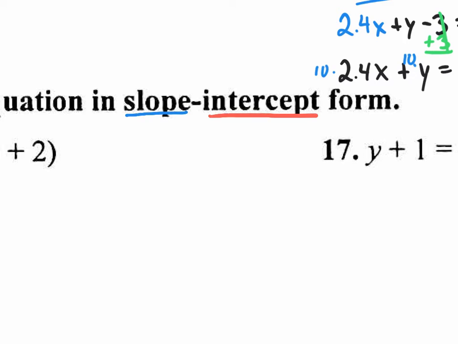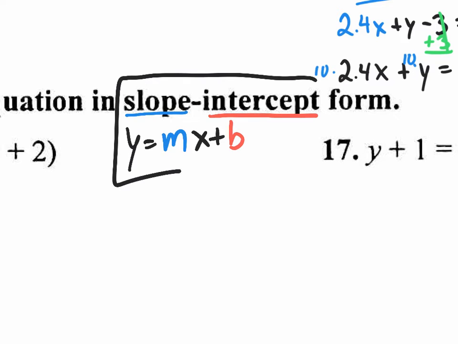So let's actually review and write down the form. Y equals mx plus b. That's slope-intercept form right here. This is it right here. I haven't color coordinated it for you, right?